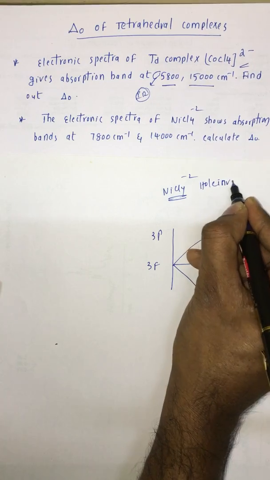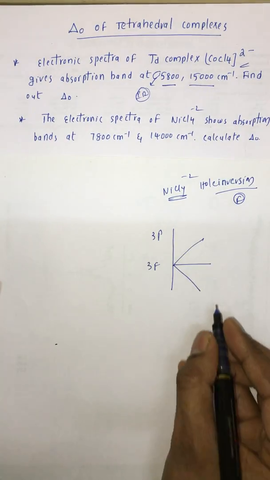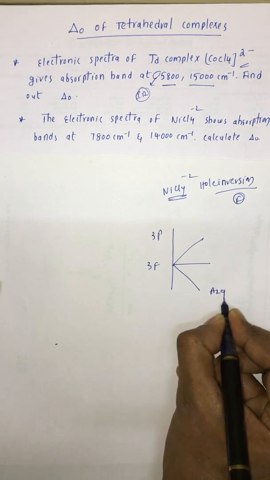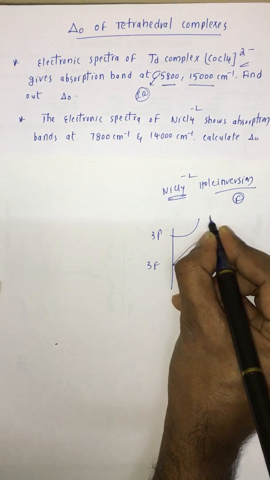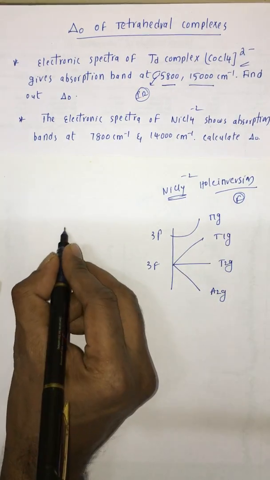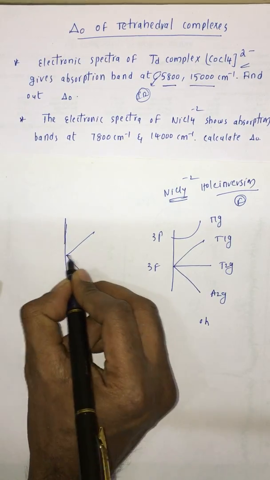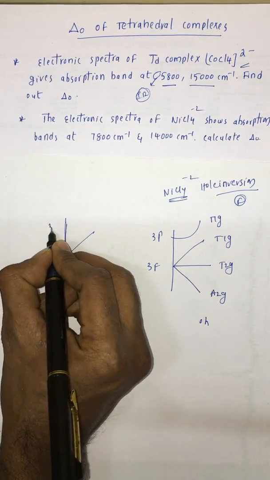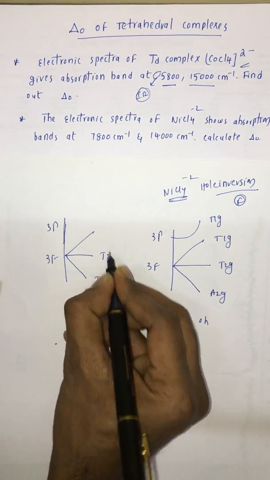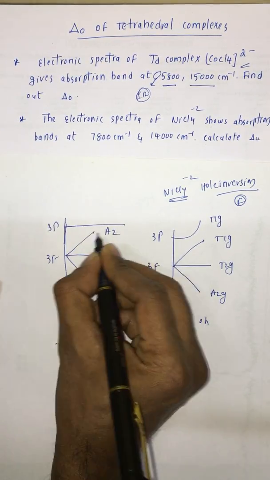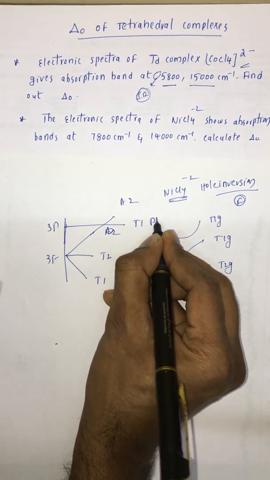So similar to the F orbitals in an octahedral complex, this will be A2g, T2g, T1g and T1g. Now this is for octahedral. For tetrahedral we have to just reverse the spectra. So T1 comes down, T1, T2, A2. A2 is here, this is T1P.